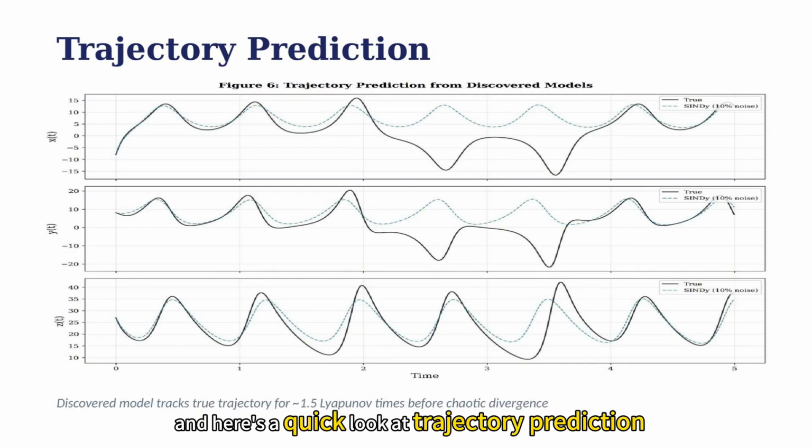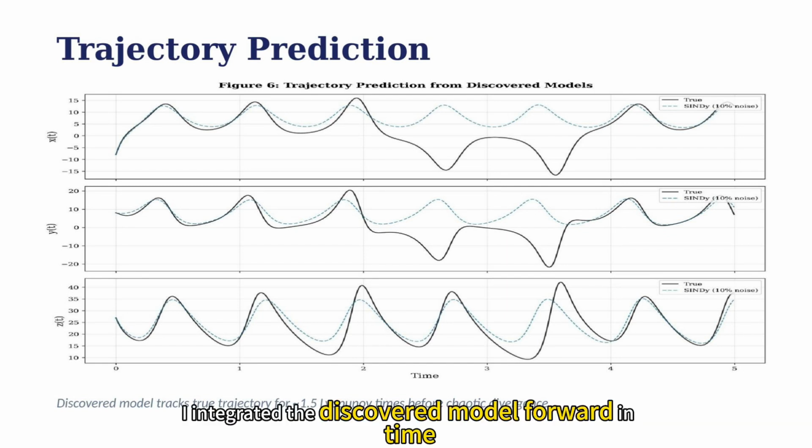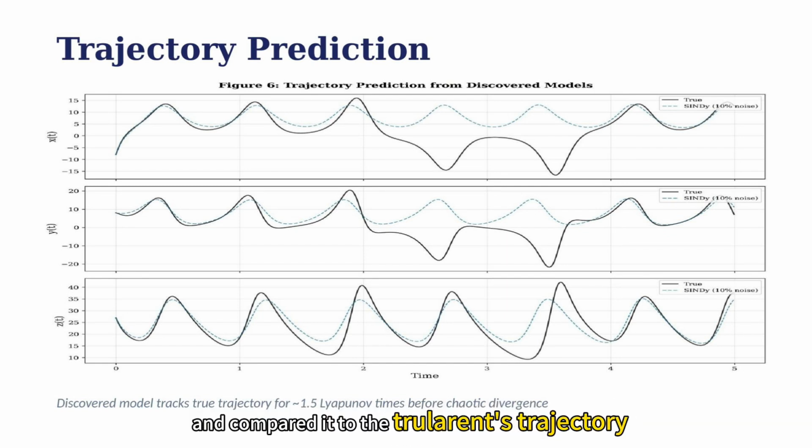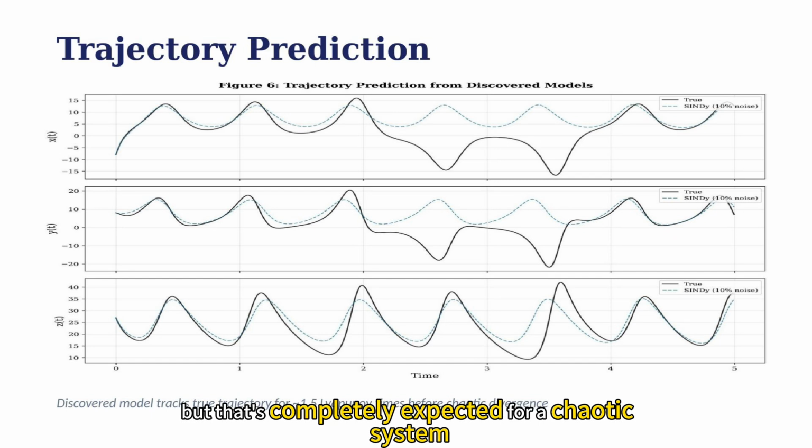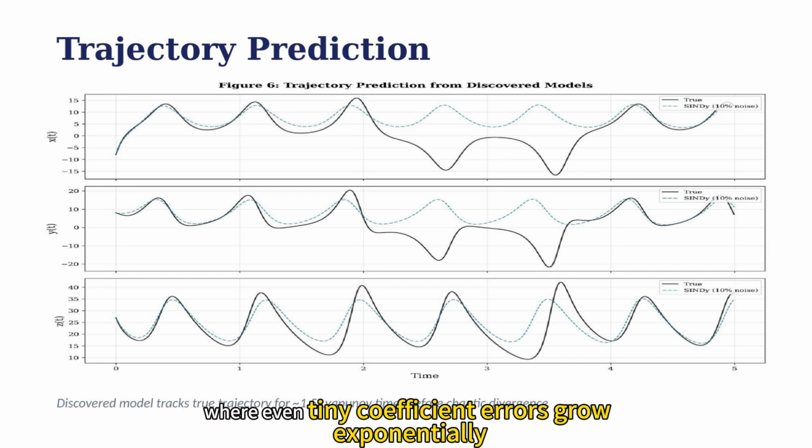And here's a quick look at trajectory prediction. I integrated the discovered model forward in time and compared it to the true Lorenz trajectory. You can see it tracks pretty well for about 1.5 Lyapunov times, then it diverges. But that's completely expected for a chaotic system where even tiny coefficient errors grow exponentially.